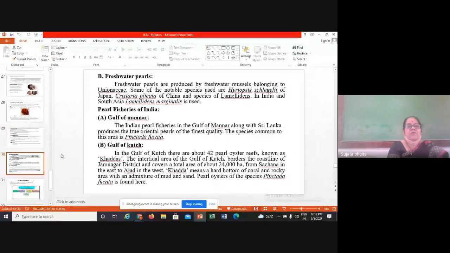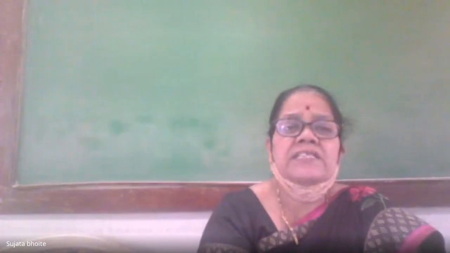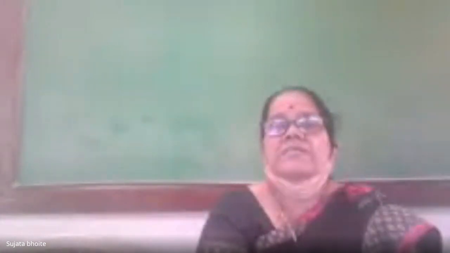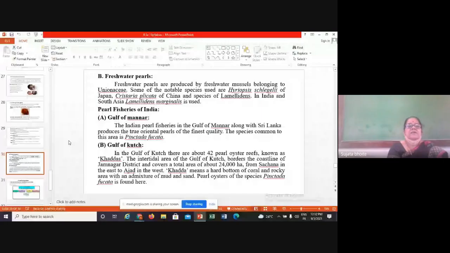Now the freshwater pearls. The freshwater pearls are produced by freshwater mussels belonging to different species. They use Hyriopsis schlegelii of Japan, Cristaria plicata of China, and the species of Lamellidens in India and South Asia. Lamellidens marginalis, these species are used in freshwater.